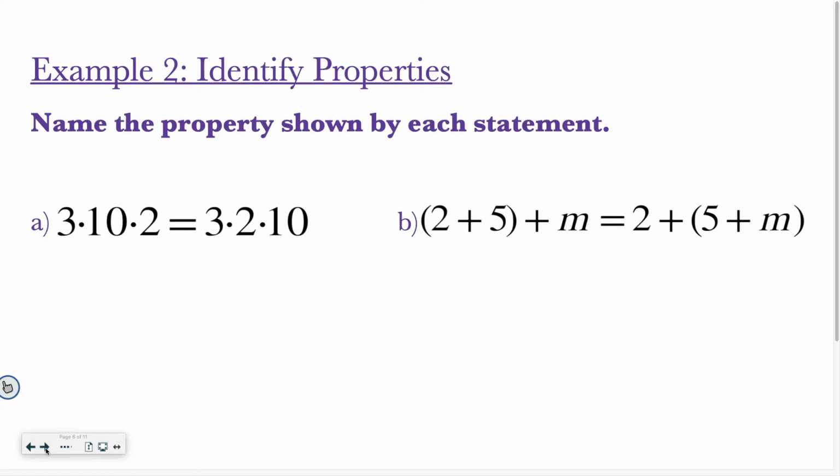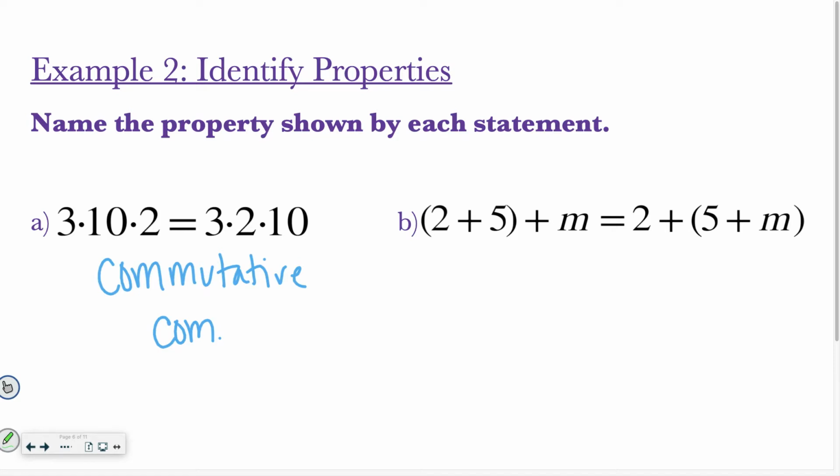All right, example 2. Name the property shown by each statement. So in letter A, we have 3 times 10 times 2, and that has been changed to 3 times 2 times 10. So all we did was change the order. That means that this is the commutative property. And if you do not want to write all of that out, I'm okay with you abbreviating. You can do COM, okay?